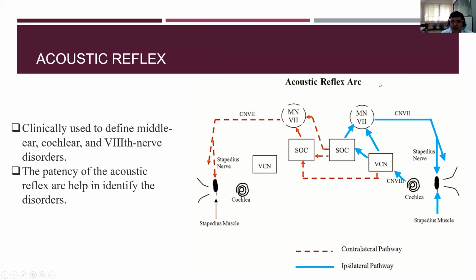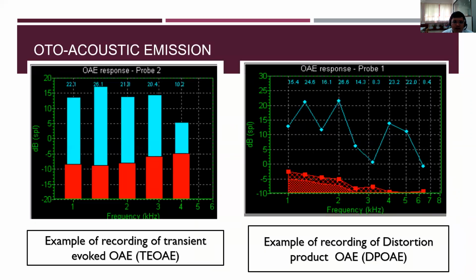Again, these acoustic reflex thresholds help you to differentiate between cochlear pathology and retrocochlear pathology. In addition to that, if there are any disturbances in the middle ear, that also gets reflected through the acoustic reflex as well. So there is clinical significance of this particular test in the test battery.